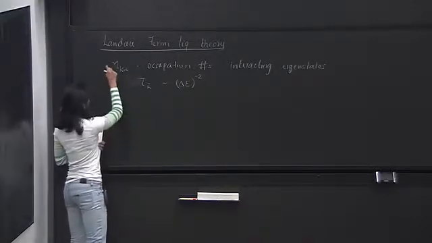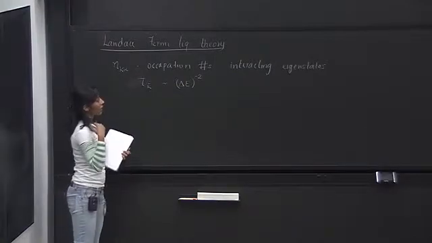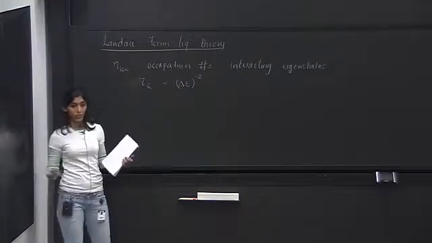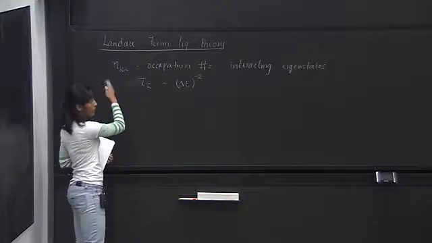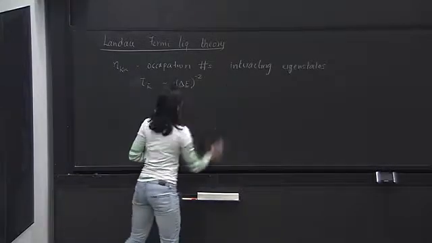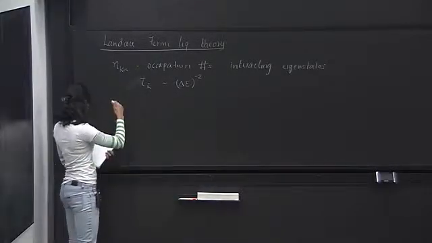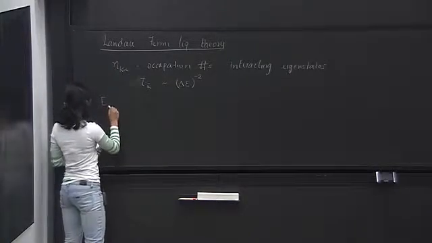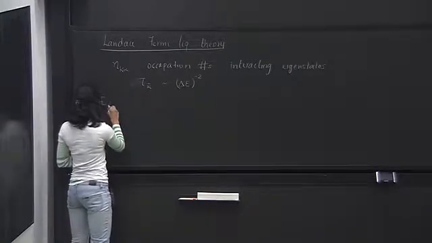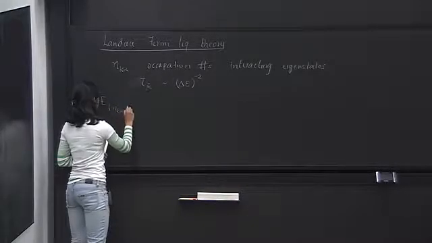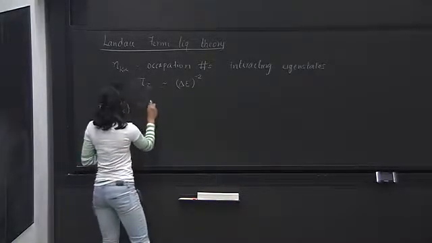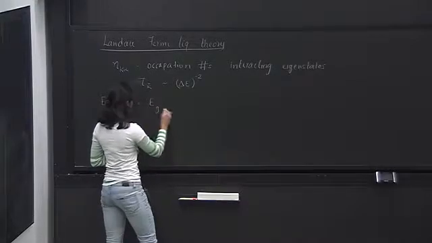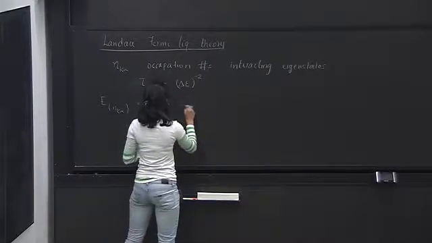Okay, so let's run with it now and ask, how is this useful? How do we use this when we do experiments to explain what we find when we measure interacting systems? So this assumption tells us that the energy of a state with these occupation numbers can be expanded about the ground state as follows.